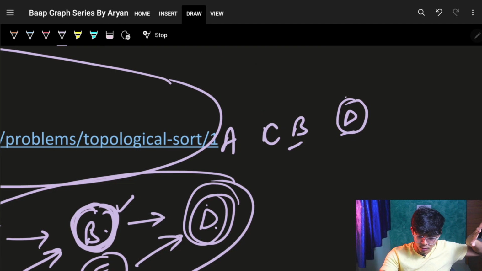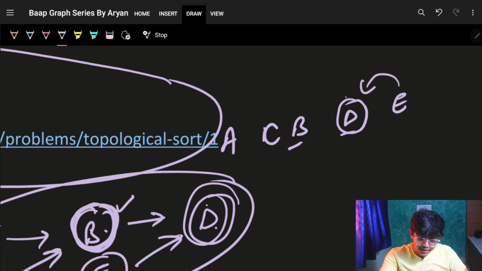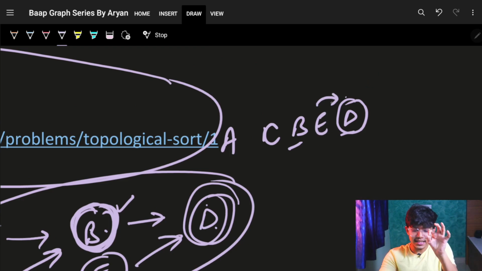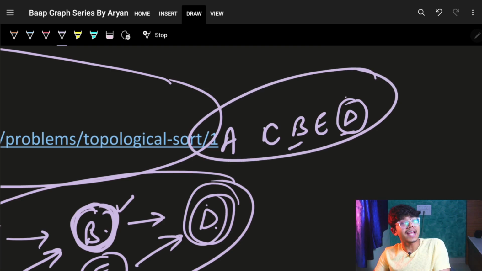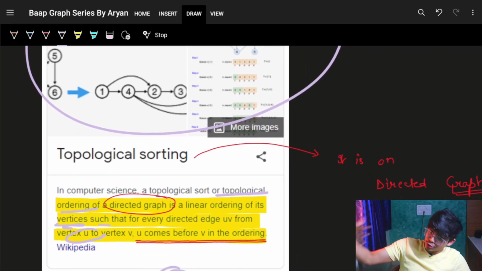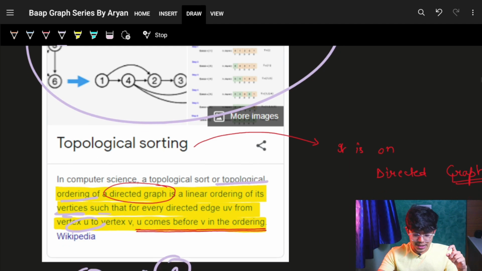It can't happen that E comes afterwards, because E makes D dependent upon it. So basically E is to D. That is the reason E will come before D. It is what we finally need to obtain as an ordering. Okay, now you got to know what topological sort is, what the use of topological sort is in real life applications, and what this ordering in general means.